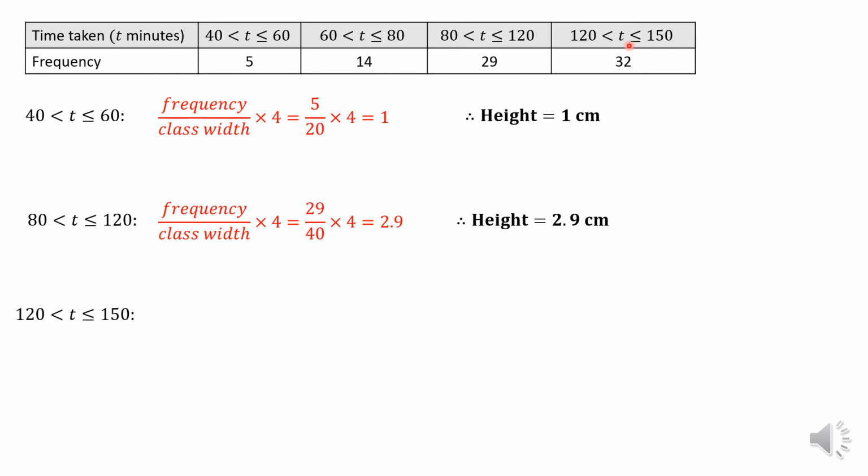And between 120 and 150, if you take the frequency density, you take 32 by 30, 30 being 150 minus 120, times the 4. You get about 4.3 centimeters. And that is how you approach that particular question. I'm going to do one more question, an examination type question, so you can see how it's asked also in exams.